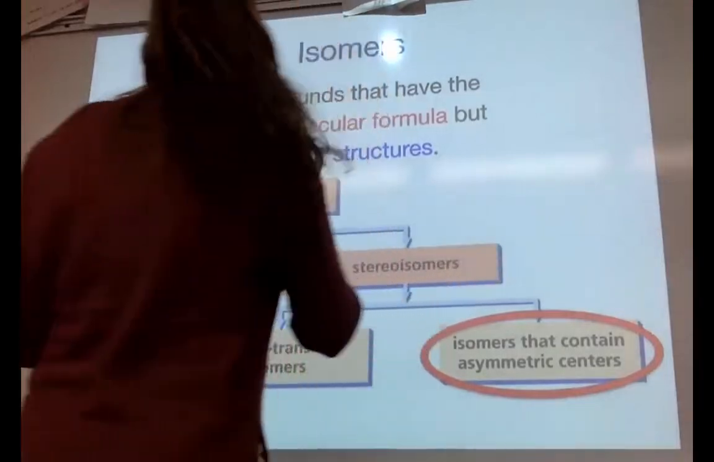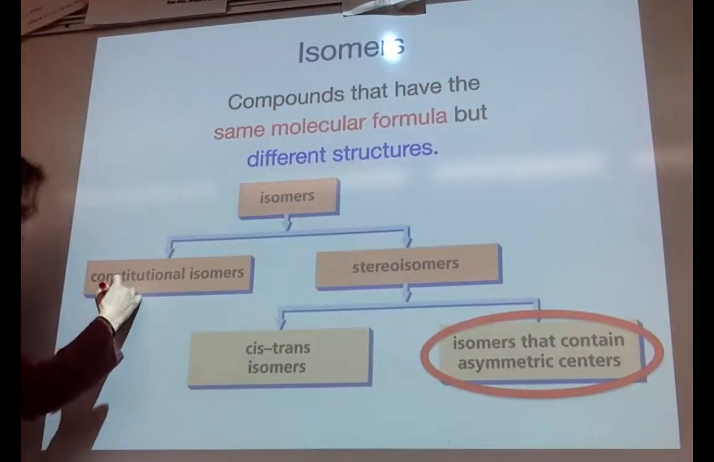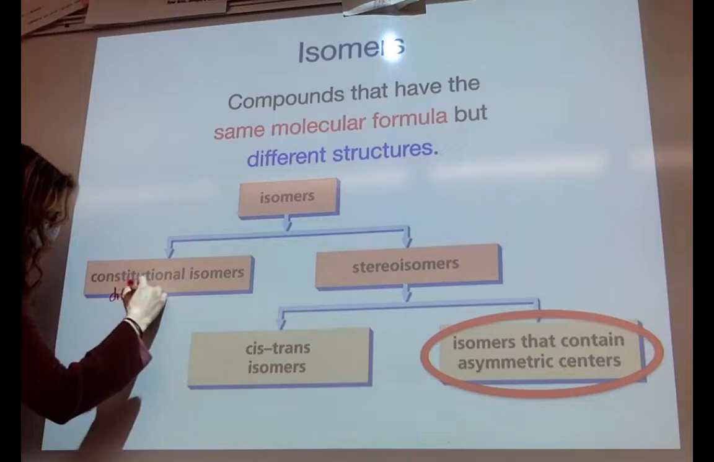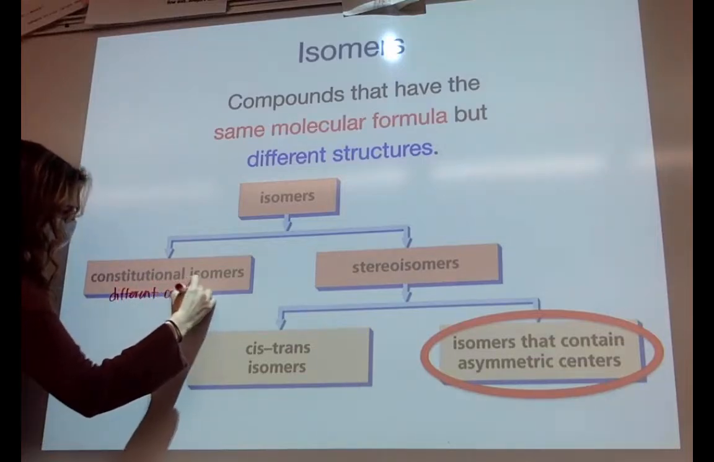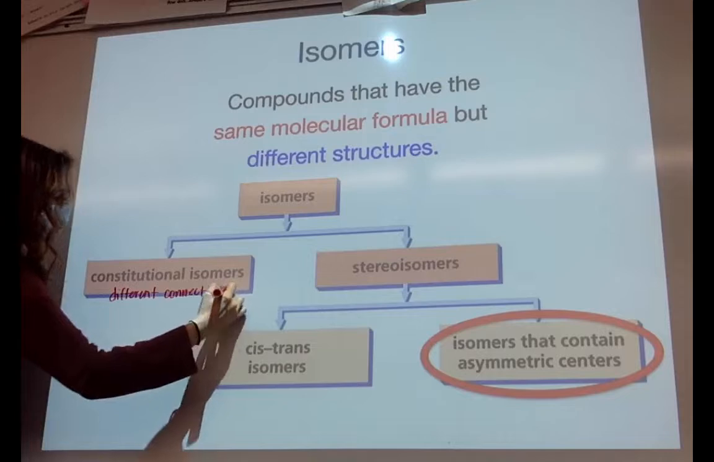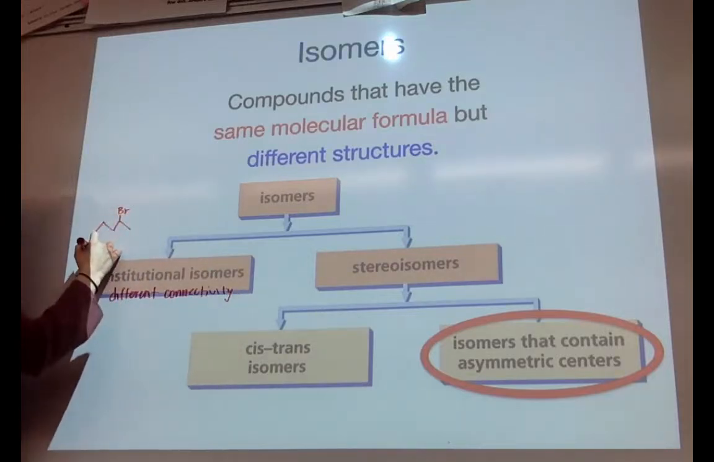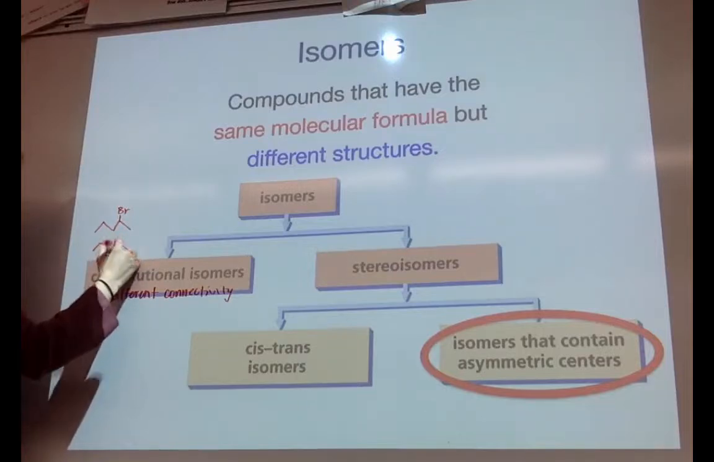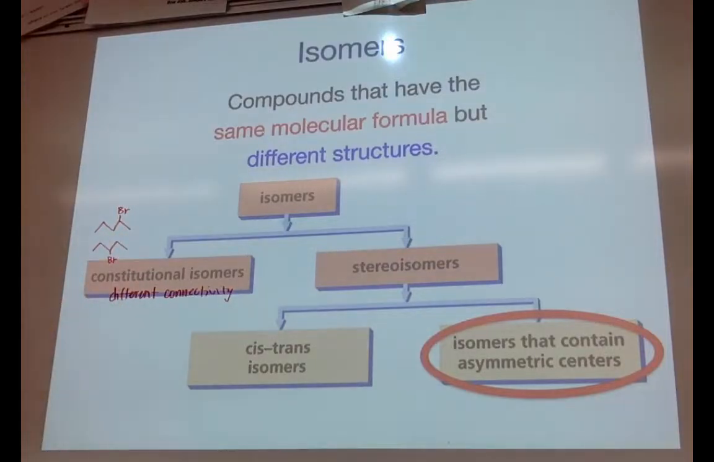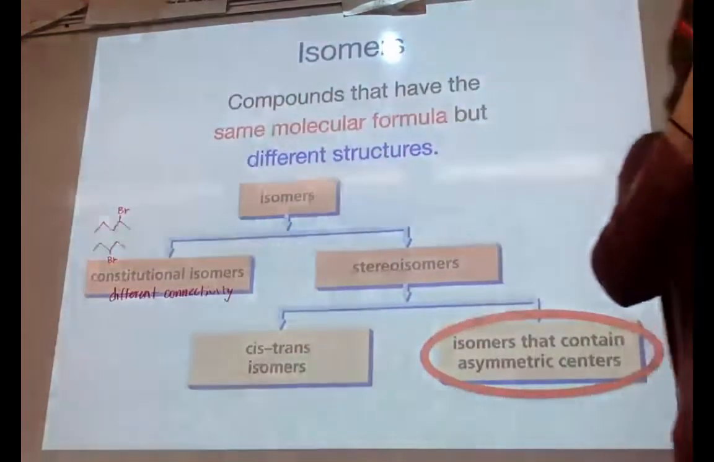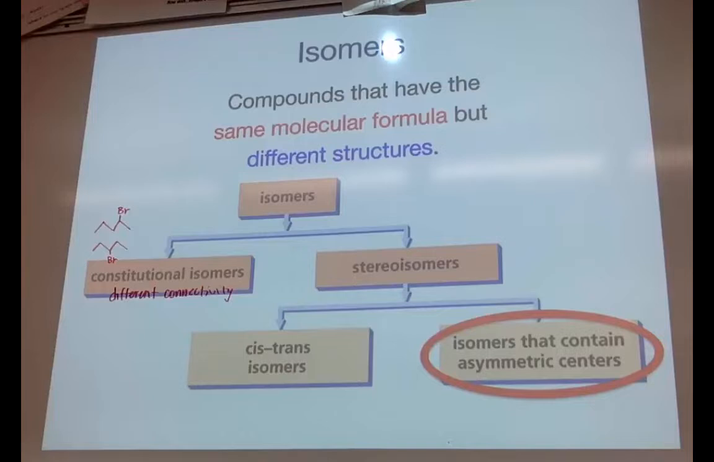Constitutional isomers, the atoms are connected differently. So we could add here different connectivity. That means that maybe instead of the bromine being on the second carbon, it's on the third carbon. They still have the same chemical formula, but the atoms are actually connected in a completely different way. So those are constitutional isomers, right? Molecules with the same formula, but the atoms are connected differently.